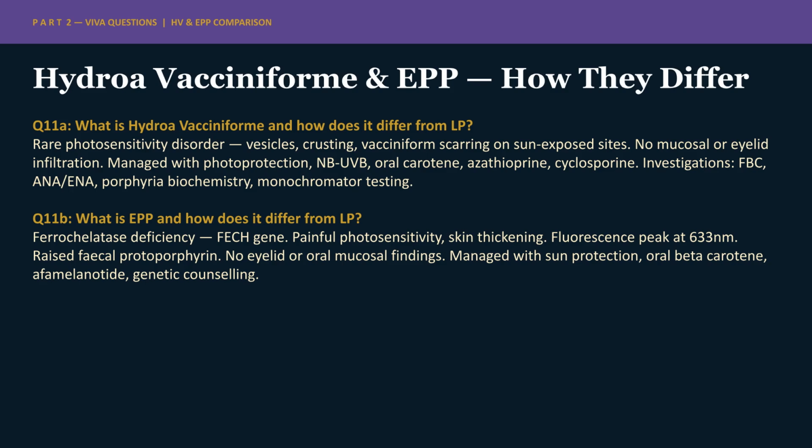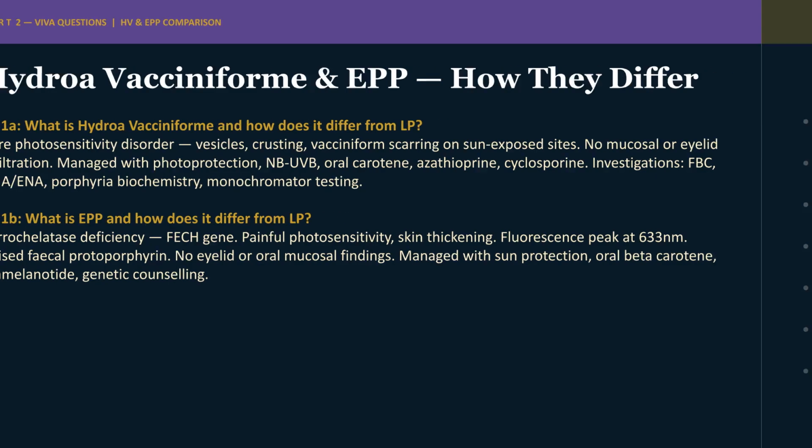The examiner asks, what is EPP, and how does it differ? Erythropoietic protoporphyria is caused by deficiency of ferrochelatase, the FECH gene. It presents with painful photosensitivity and skin thickening on exposed areas. Investigations show a peak at 633 nanometers and raised fecal protoporphyrin. Unlike LP, it has no eyelid or oral mucosal findings. Treatment includes sun protection, oral beta-carotene, afamelanotide, and genetic counseling.